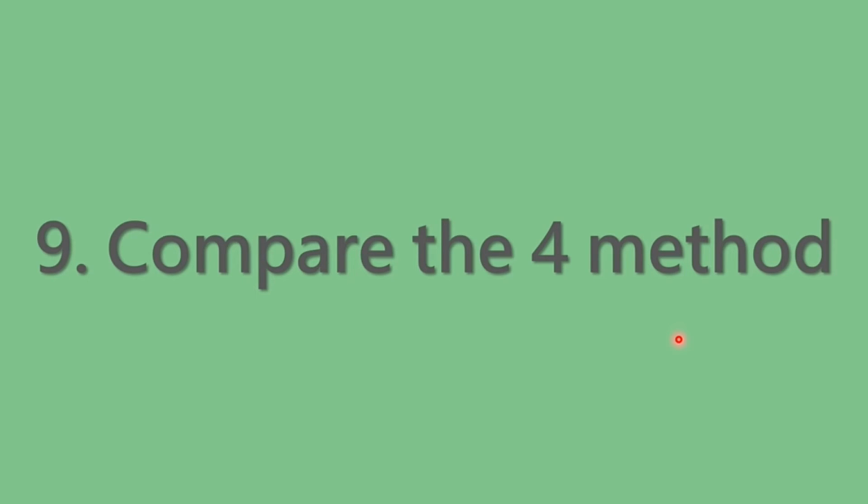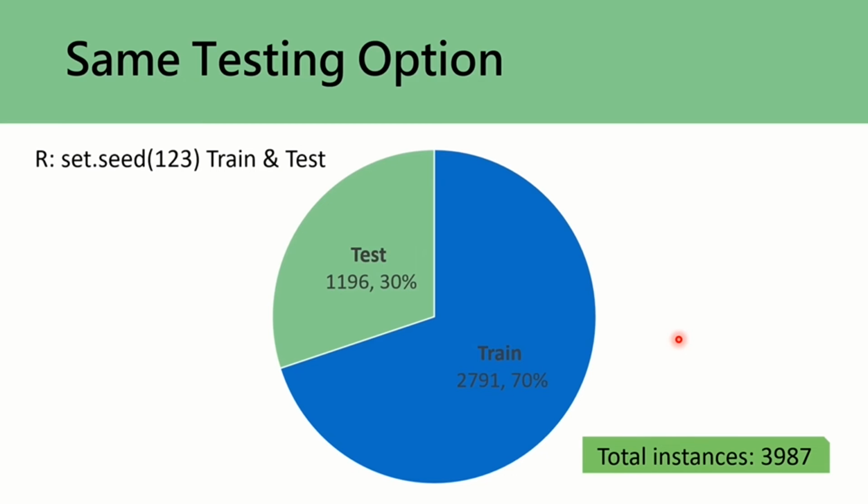I'm going to compare the 4 methods, J48, CART, K-means, and KNN. I used same testing option. There are 3,987 instances in this data. I control seed equal 1, 2, 3. And I split the data into 70% training data and 30% testing data.